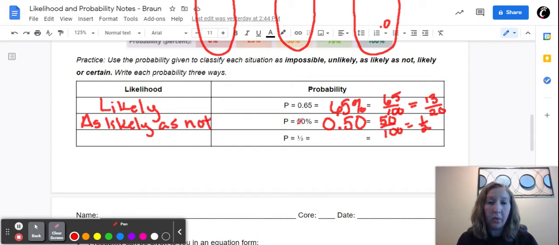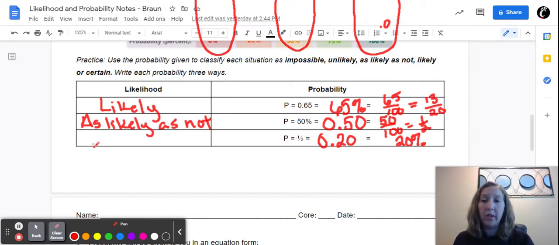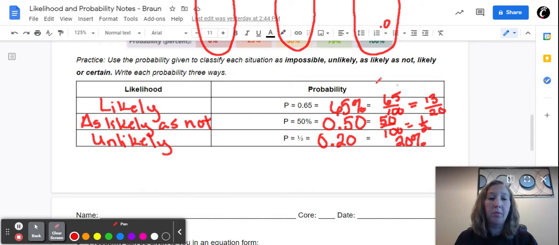Okay, and then our last one, we have the probability is 1/5. So if we want to change our fraction to a decimal and to a percent, if I divide, I would get my decimal of 0.20, and then to write that as a percent, I just move my decimal point 2 places, and I would get 20%. Now, with a probability of 20%, or 1/5, that is going to give us an unlikely outcome, because it is less than 50%, but more than 0.